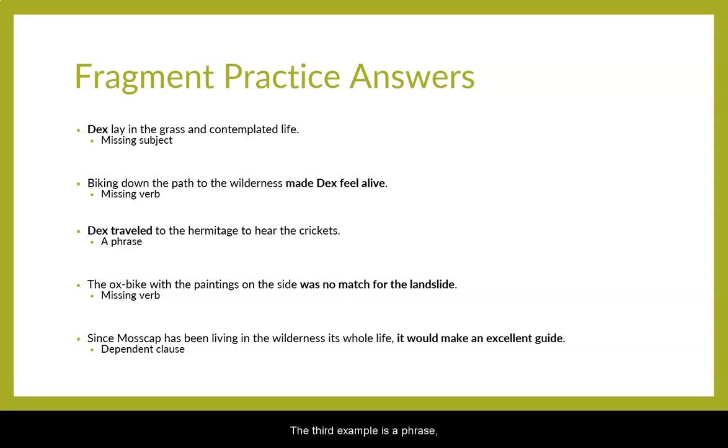The third example is a phrase, specifically a prepositional phrase, telling us where something was going. The fourth example is missing the verb. The whole first part works together to tell us about the subject of the ox bite. The final one is a dependent clause, which we can identify from the use of since and fix by adding a related independent clause.